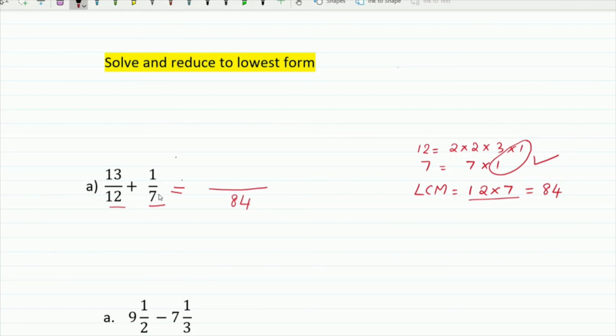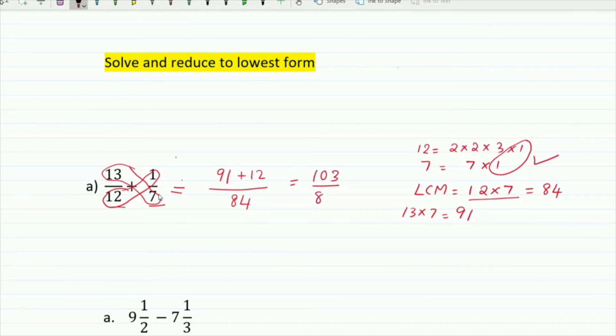Now you should cross multiply. 13 and 7 you have to multiply. So 13 into 7 is 91. We can write 91 here. And 12 into 1 we can multiply. 12 into 1 is equal to 12. So 91 plus 12 is 103.